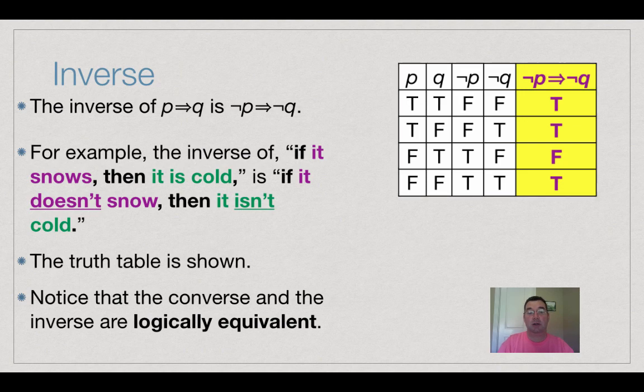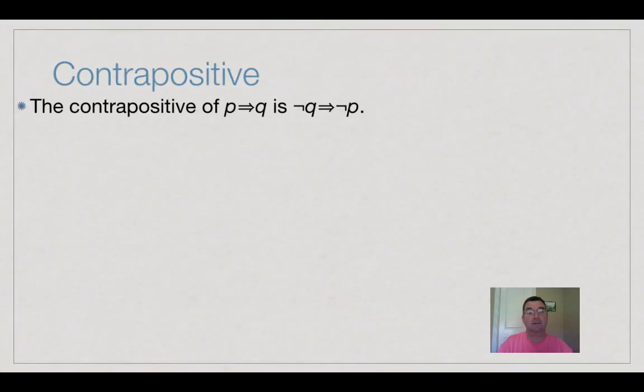All right, and I want you to notice that for the converse and the inverse, the last column looked exactly the same. So I want you to understand that those two are logically equivalent based on our definition a couple of sessions back. Then we have the contrapositive.